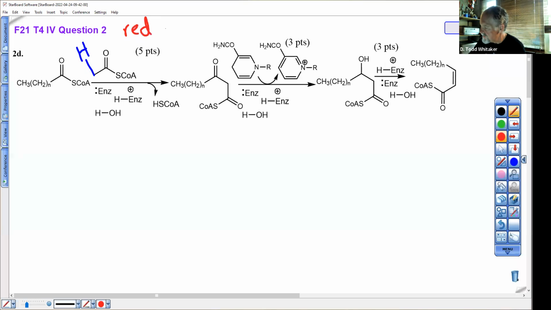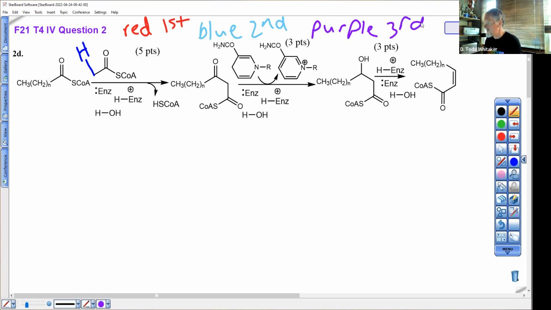Red first. Okay, ignore me. Red first. Blue second. We'll find a way to get purple in there, I hope. Although these don't look like big mechanisms, we might not need purple. It's okay.